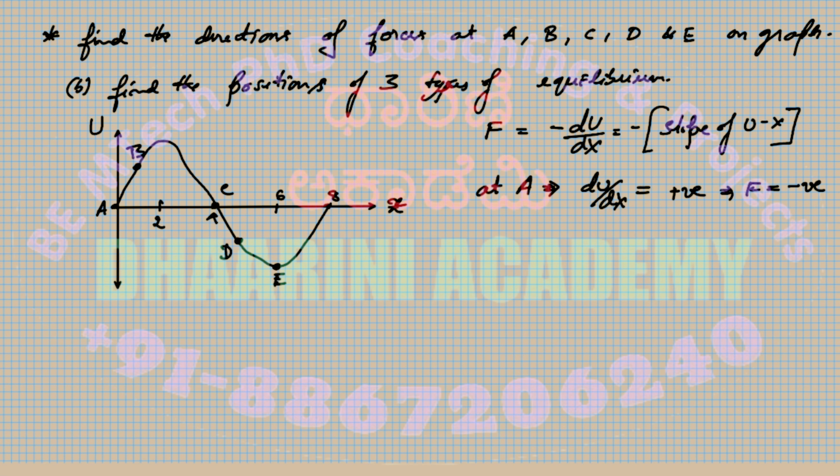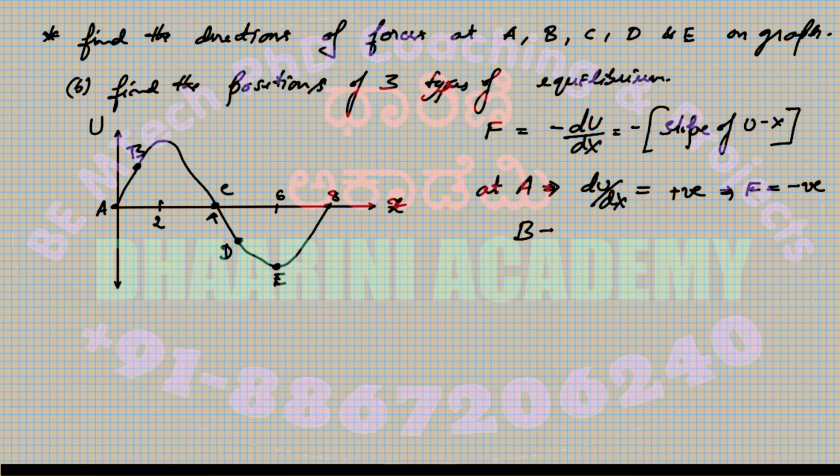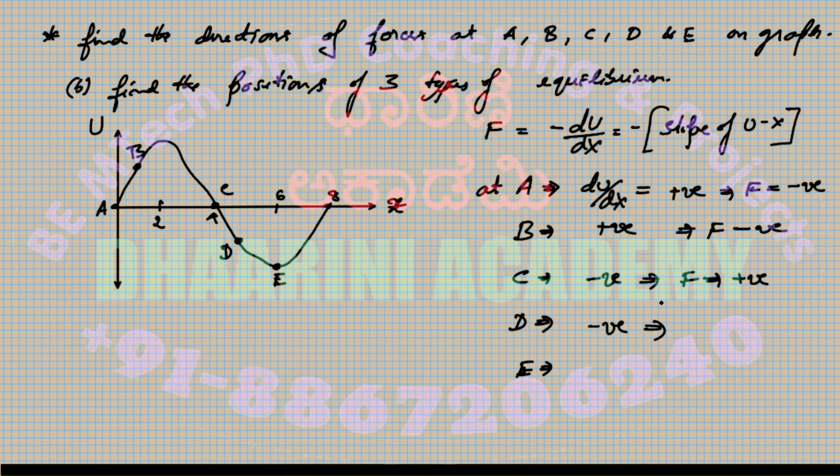Like that, you have to fill for D. What is du by dx and what is F? C, D, and E. This is our target. So now at B, no change. du by dx is positive. This means F will be negative. Now move further. At point C, you can see that after C, the curve comes down. So du by dx is negative, which implies the force is positive. Come to D. Here also du by dx is negative, slope is negative, which means the required force is positive.